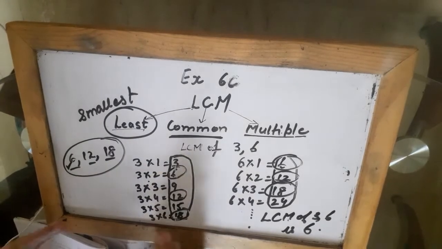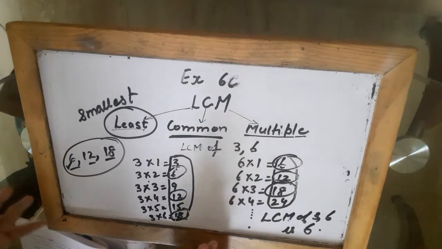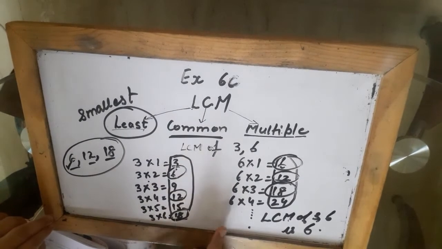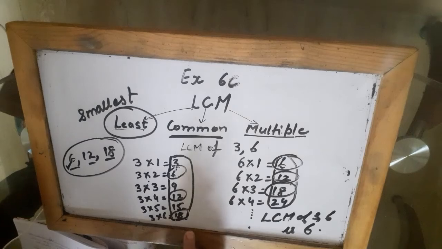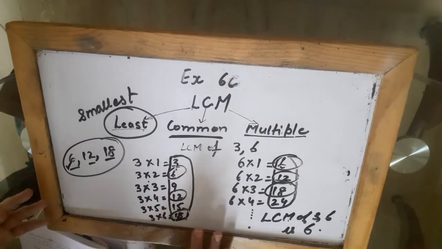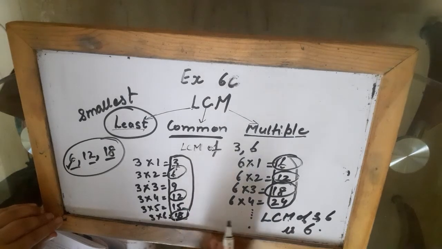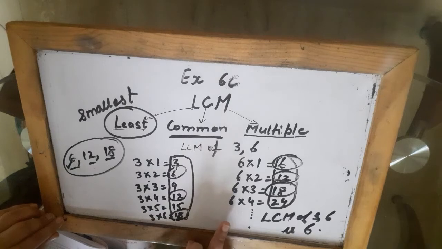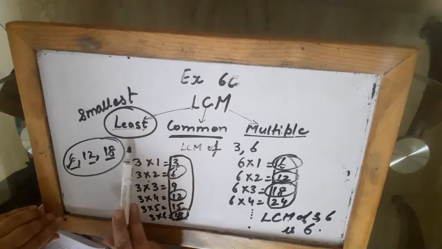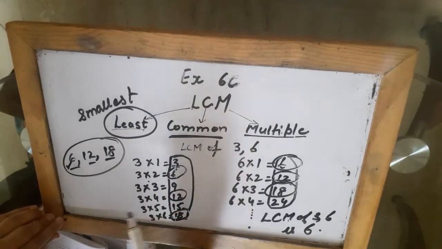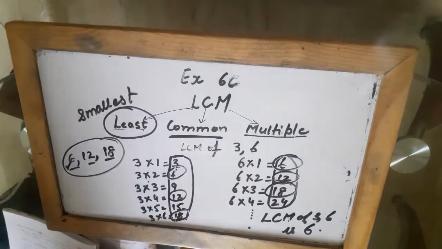But this method is only suitable when I have smaller numbers. When I have bigger numbers, it won't be easy for me to find the least common multiple by applying this method. So there are many methods to find the LCM, and this is one of them. So what do you mean by LCM? LCM means the least common multiple of the numbers which are given.